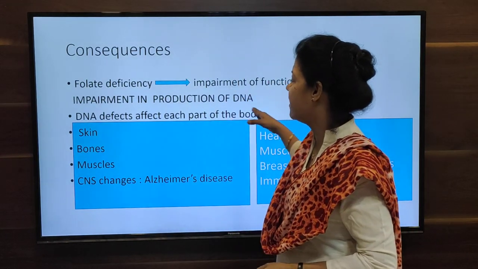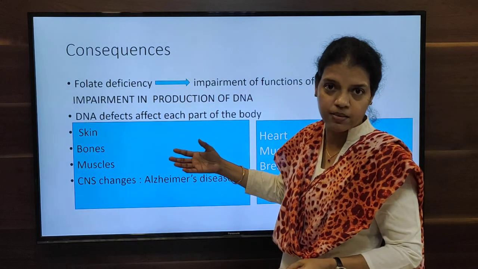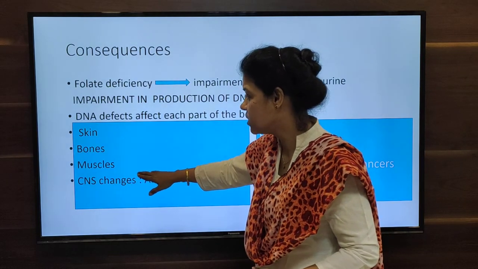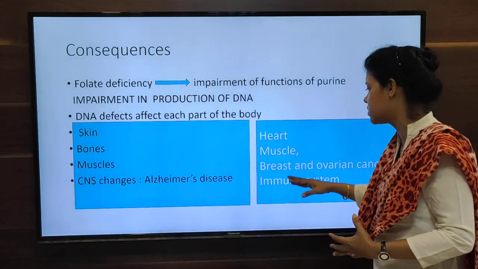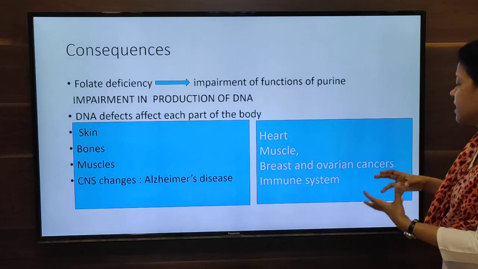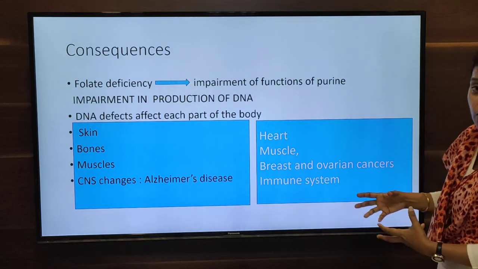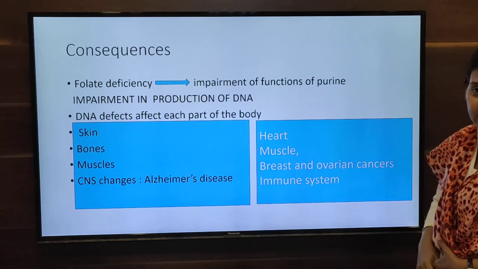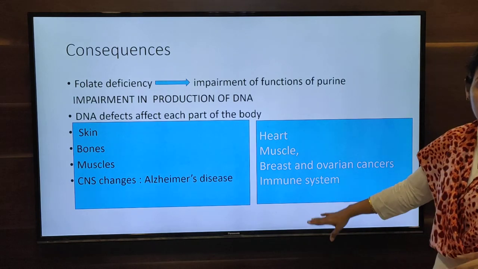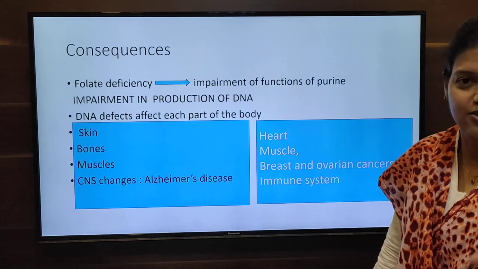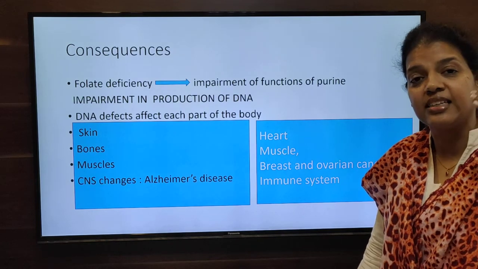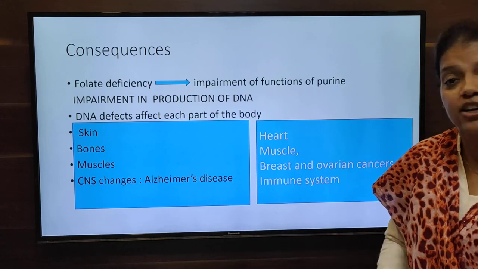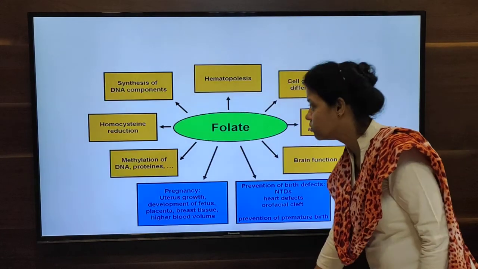Where it plays a role in skin. So you will have changes. If the DNA is not properly constructed, you will have problems with skin, bones, muscles. You will have central nervous system changes. You have changes in the heart, the muscle, and the breast and ovarian cancers are a result of folate deficiency or impaired metabolism of all these amino acids. It also affects the immune system. So the immune system is not just for the infectious conditions. Here it's the entire antioxidant system, the glutathione peroxidase. It's both for communicable and non-communicable diseases, and therefore micronutrients are very essential.